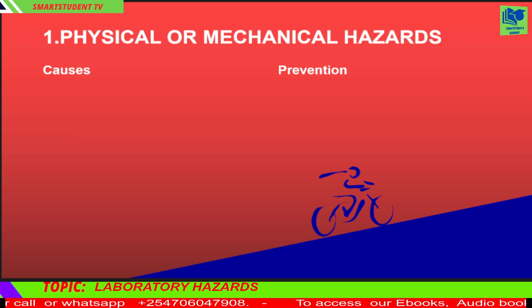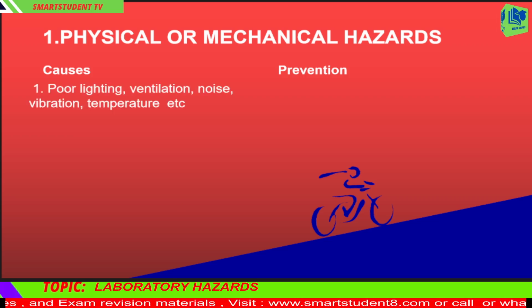Physical or mechanical hazards. As the name suggests, mechanical hazards include all those physical injuries, e.g. cuts, bruises, fractures, dislocations, back injuries, etc. caused by external objects, equipment or machinery. On the other hand, physical hazards consist of all those hazards caused by high or low temperature, poor lighting, poor ventilation, noise, vibrations, etc.